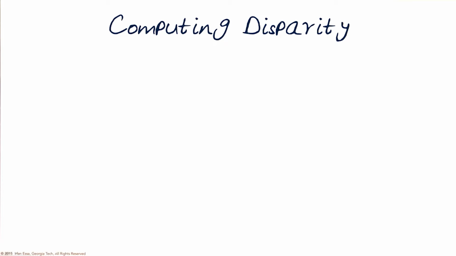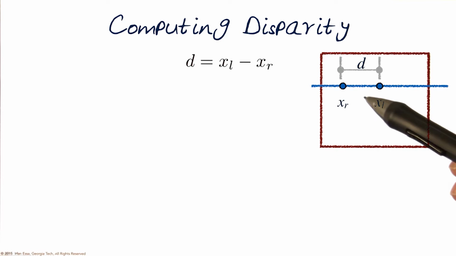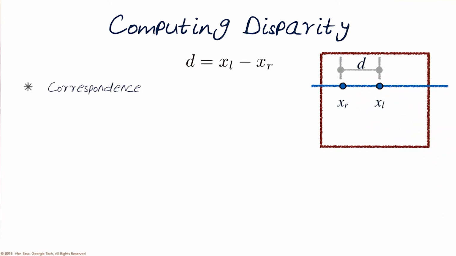So how do we compute disparity? Let's take the simple example here, and we know disparity is in essence the difference of XR and XL. We need correspondence, which basically means that in both those images, I need to know exactly the locations XR and XL, and it's the same point that should be visible in the other image.